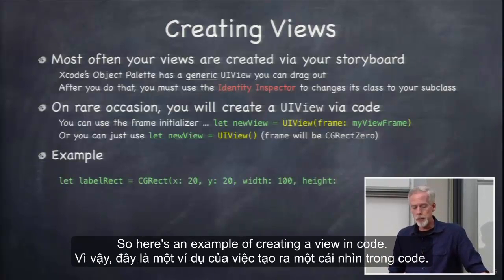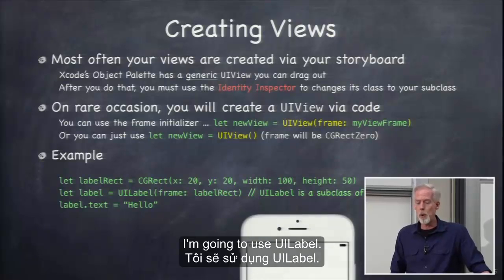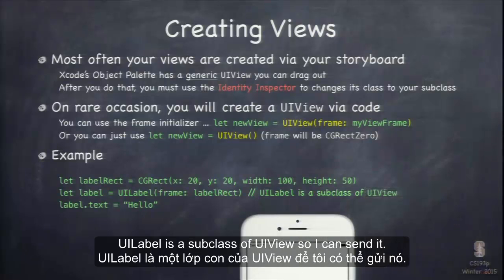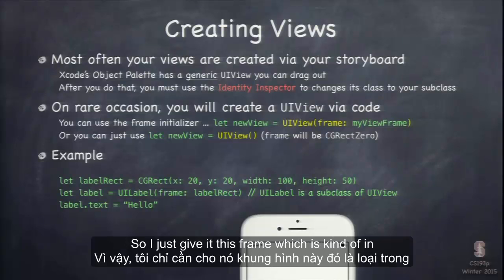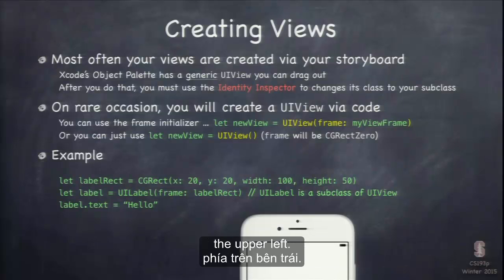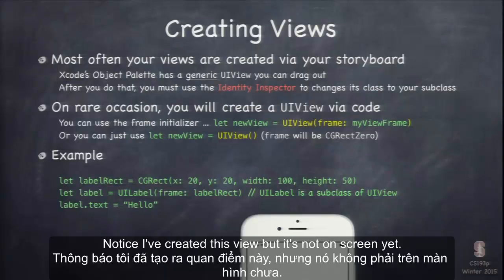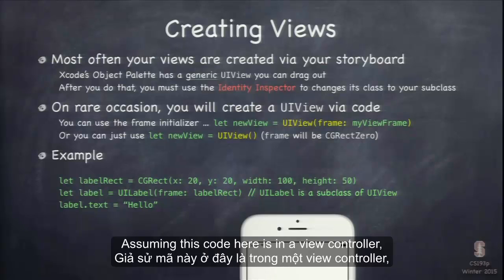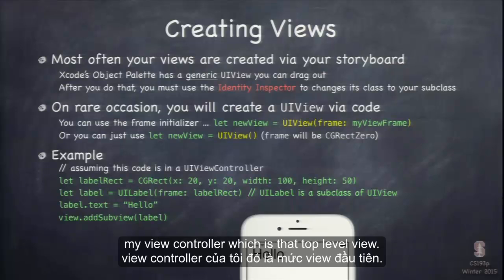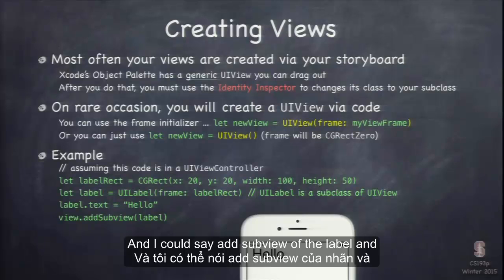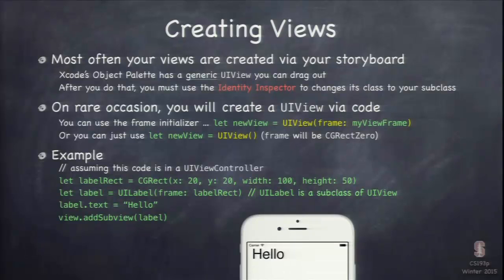So here's an example of creating a view in code. I'm going to use UILabel. A UILabel is a subclass of UIView, so I can send it UILabel(frame:). So I just give it this frame, which is kind of in the upper left. Notice I've created this view, but it's not on screen yet. Assuming this code is in a view controller, I could then say view.addSubview, because remember, view is a property in my view controller, which is that top level view. And I could say addSubview of the label, and boom, it'll appear on screen.